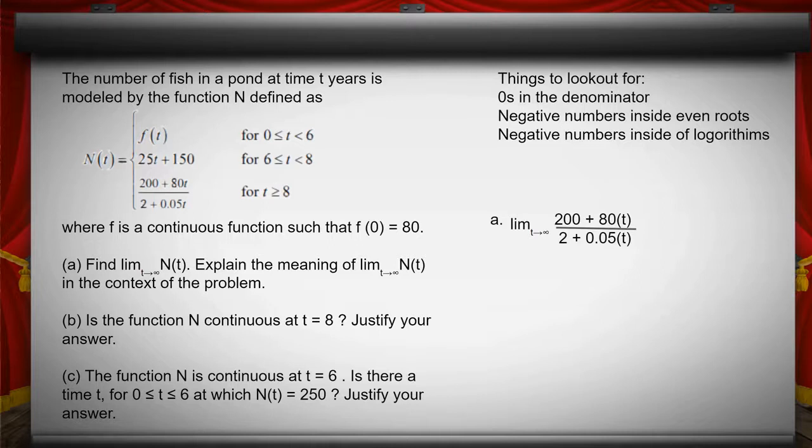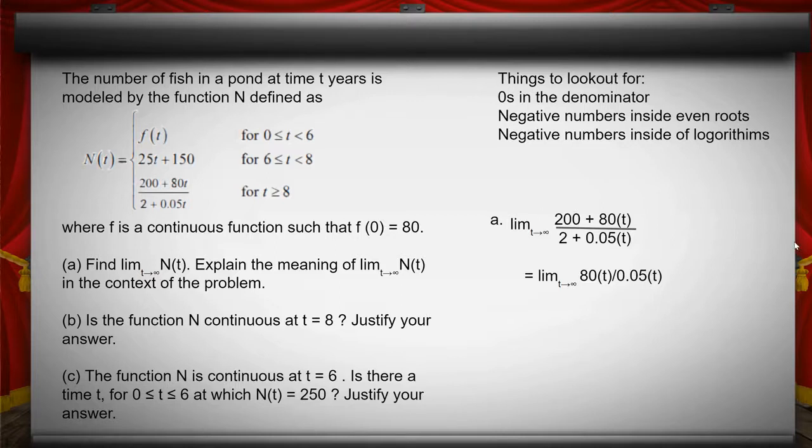So first we're going to write down the limit of the function n of t, and then we have to find the piece of that function that satisfies t going to infinity, and that's the part where t is greater than or equal to 8. This part right here, and then we put that over there. From here, we take the two dominant portions of the ratio. That's going to be the 80t and the 0.05t, because as we go to infinity, the single numbers that aren't changing with t become negligible.